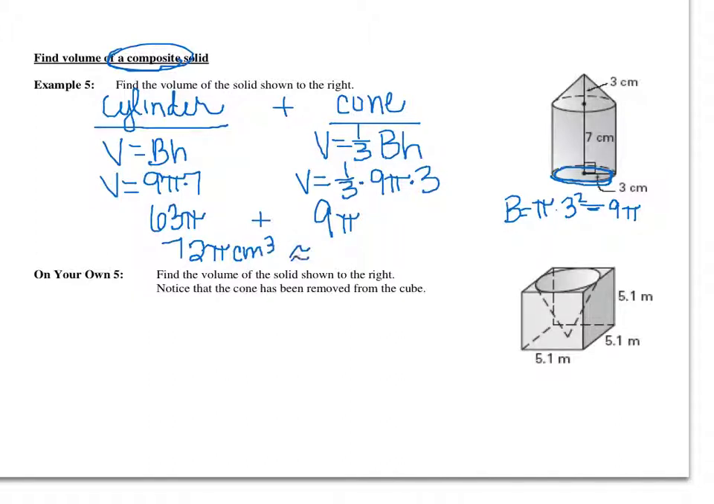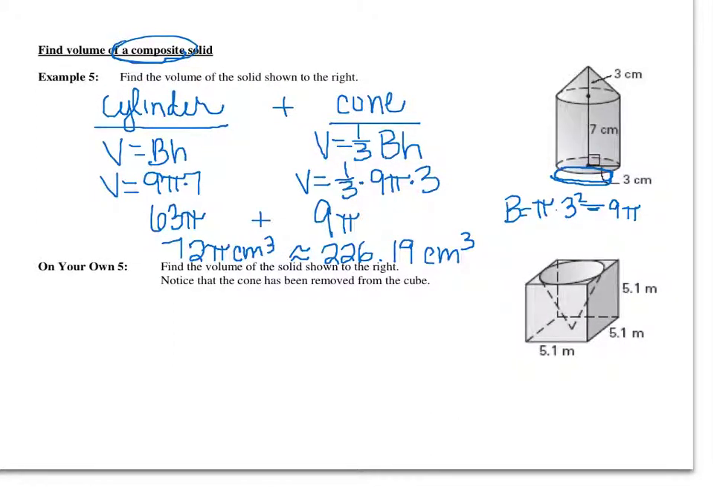Or if you want to give a rounded value, if you do 72 times pi, that's 226.19 centimeters cubed. So right here, these are our answers for this problem: our exact value, and then our answer rounded to the nearest hundredth.